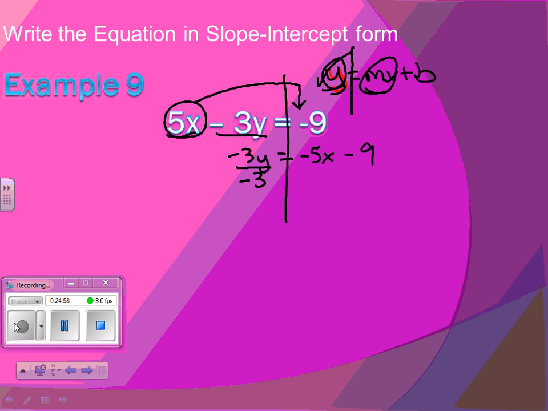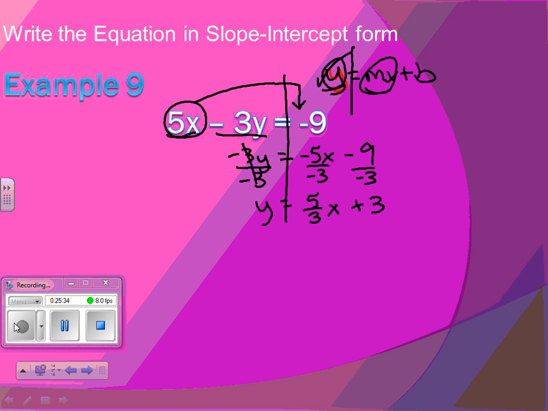You can divide the whole thing by -3, but when we divide and conquer, aren't both of these being divided by -3? So if you want to, you could go ahead and divide and conquer that and put both of them over -3. And so those simplify. A negative over a negative is a positive 5 over 3x. And a -9 divided by -3 is positive 3.